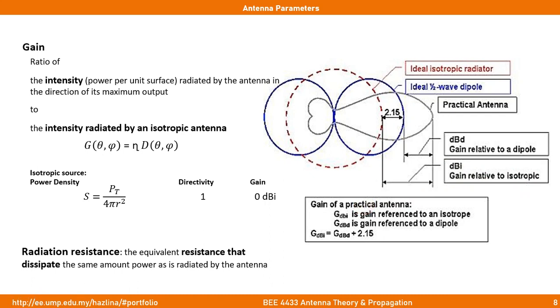Radiation resistance is defined as the equivalent resistance that dissipates the same amount of power as is radiated by the antenna.